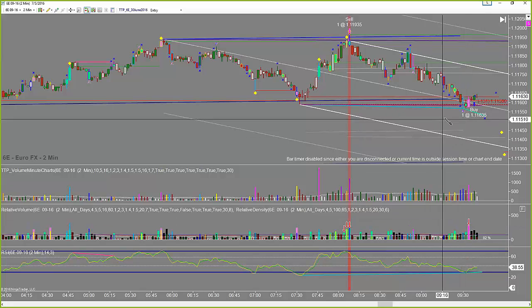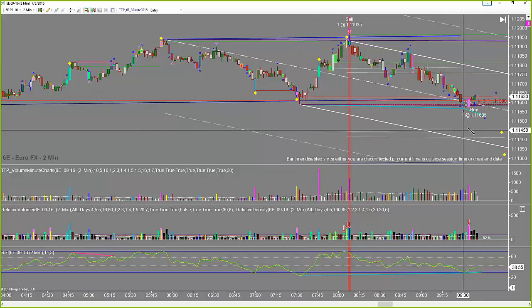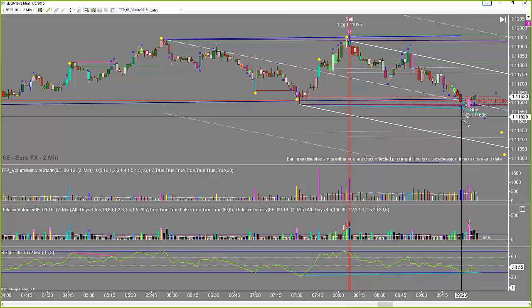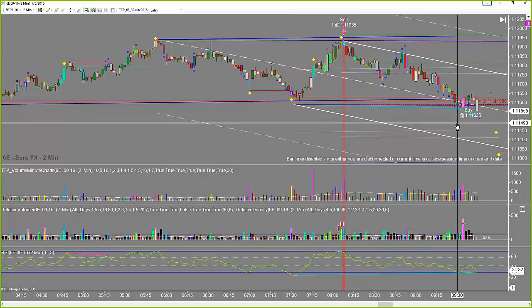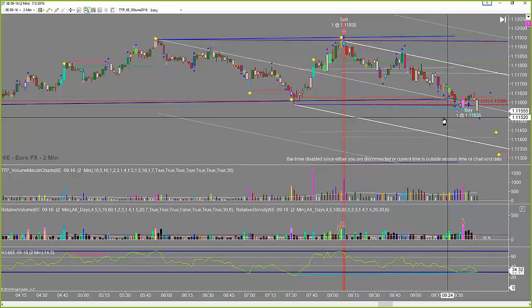Which, you know, I should have known better. Most of that is simply stops being run on a break of the prior swing low, or breakout traders trading short, and then somebody's trying to trap them, which ended up failing. And I got out right when it was about to roll over. And then, of course, it did roll over.